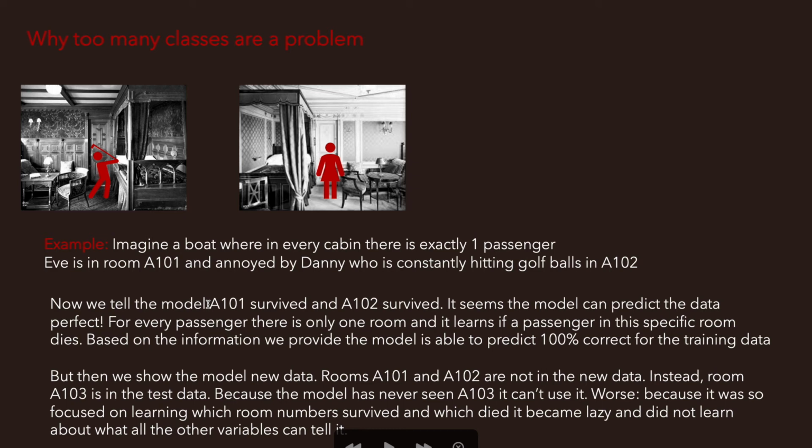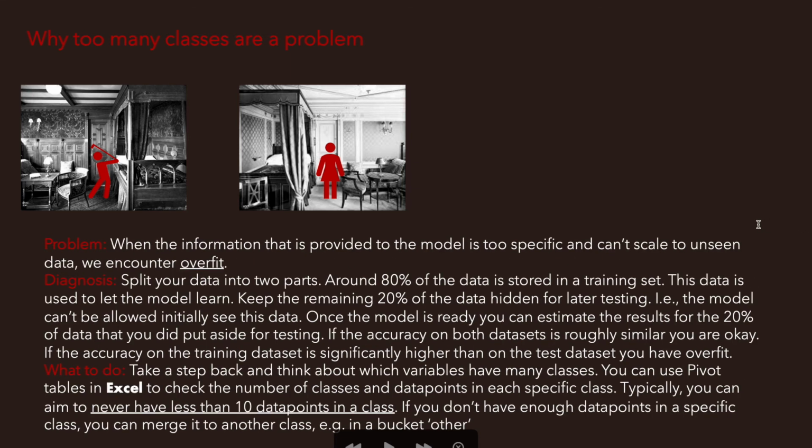And even worse, because it was getting lazy and relying so much that the room always perfectly tells it if someone survived or not, it did not go through the pain of learning from all the other variables as good as it could. It really got blinded by this detail here. Right? So then, when we go to the unseen data, the model actually has a much lower accuracy than what we had in the training data.